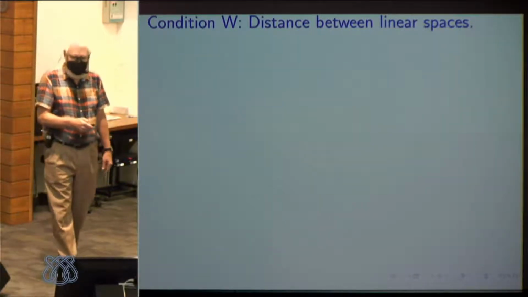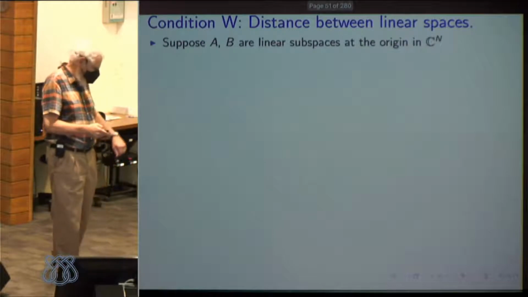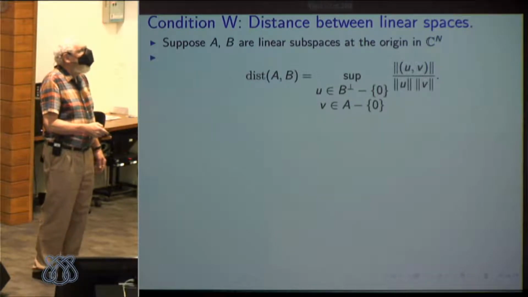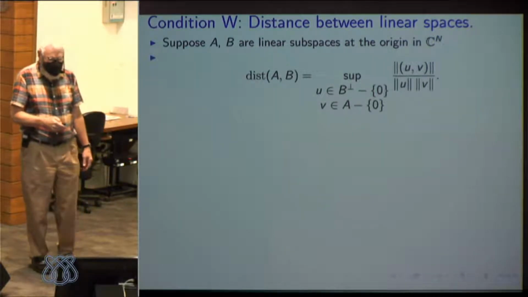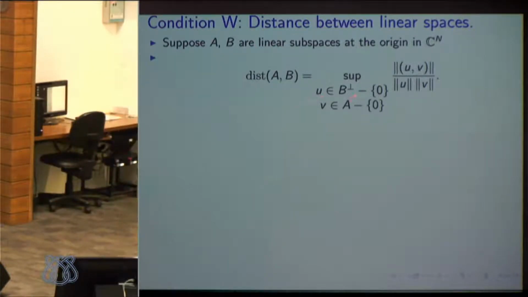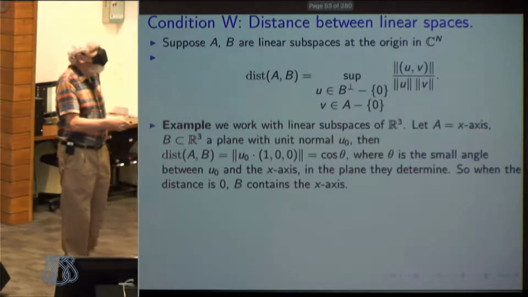And the first thing we have to do is talk about the distance between linear spaces. So suppose A and B are linear spaces at the origin of C^n. All right, so what's the distance between two linear spaces going to be? So what do I want to do? B is going to be the big space, and I'm looking at vectors u which are perpendicular to B, different from 0. A is the small space, and v is just a vector in A. Then I look at this, which is basically giving me the angle between u and v, as we'll see in an example. Here's our example.